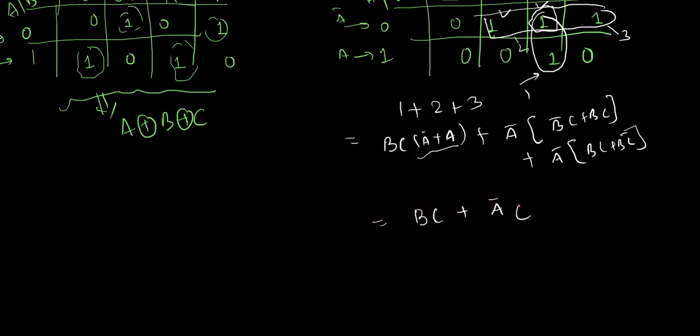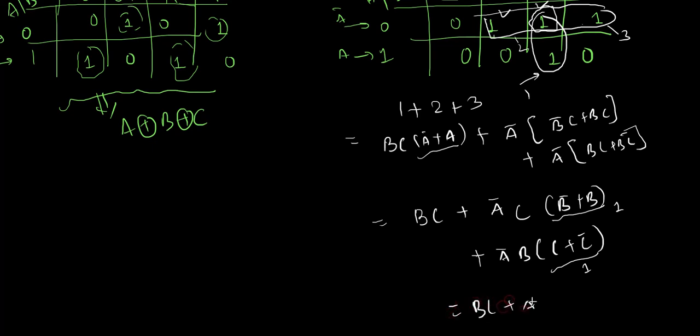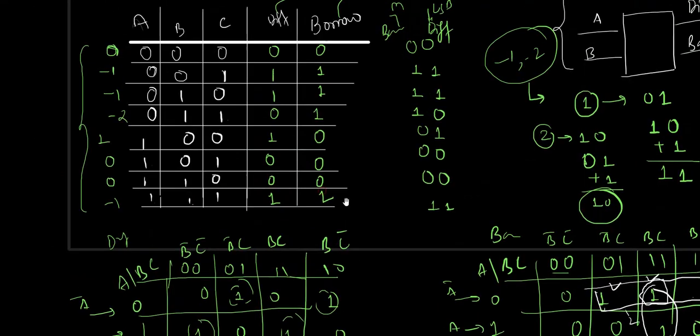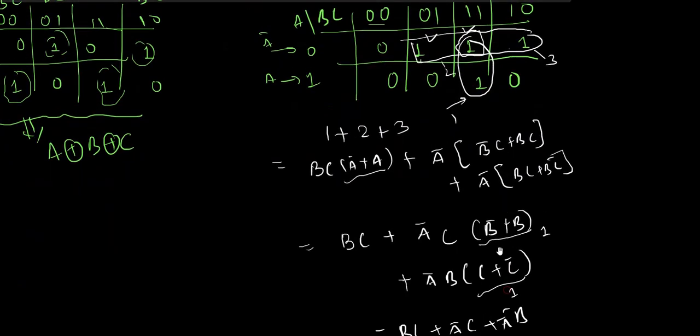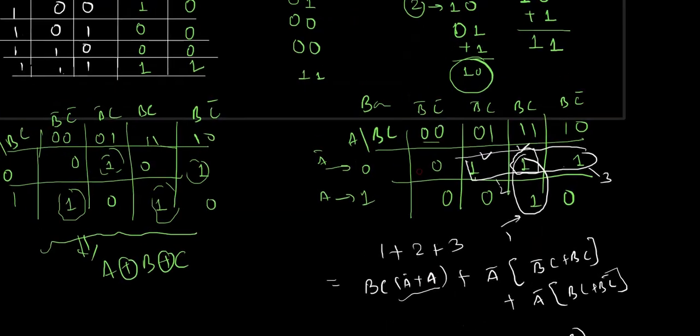In the second term, C is common, so I will be left with B bar plus B, and in the third case, A bar B is common with C plus C bar. So this result is 1, this result is 1, so my answer will be BC plus A bar C plus A bar B. So if I see, my difference is A XOR B XOR C, and my borrow is A bar times B plus C plus BC, that I have just obtained, as you can see over here.